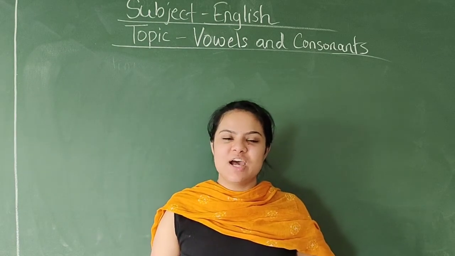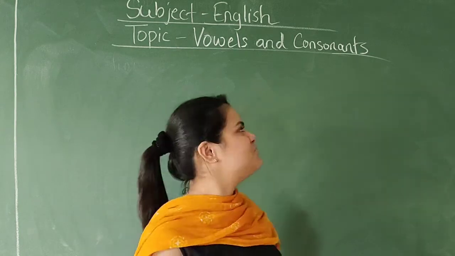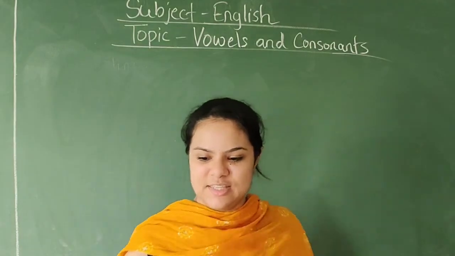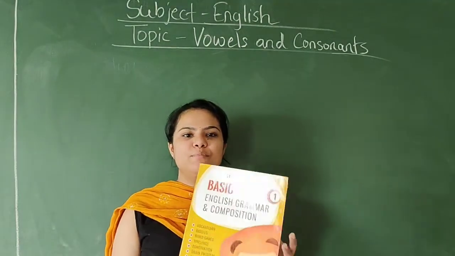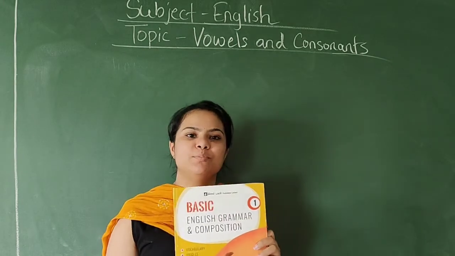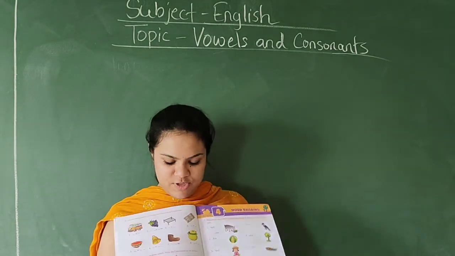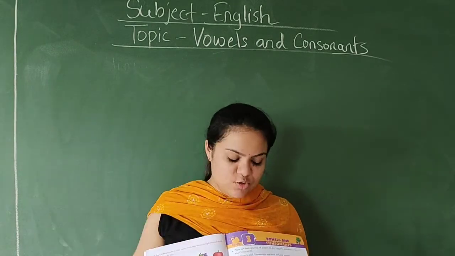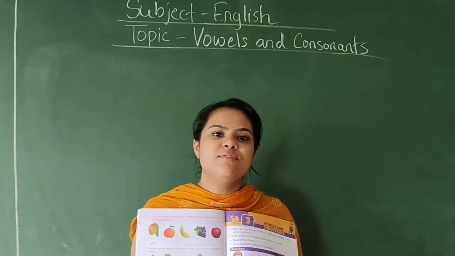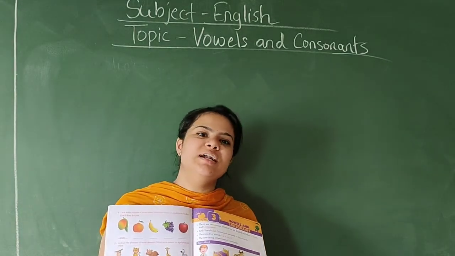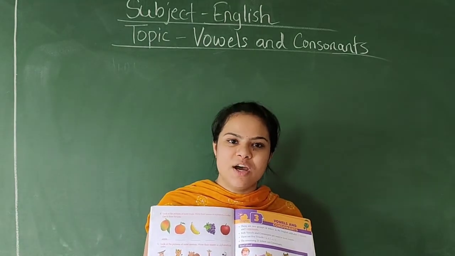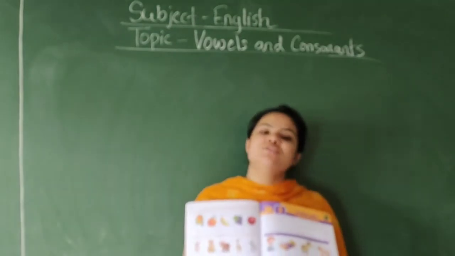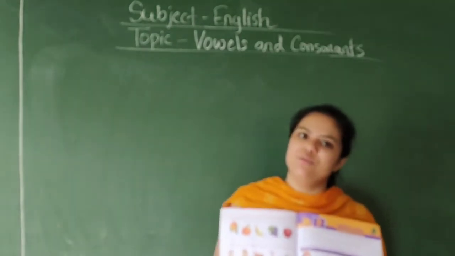So dear students, now we are going to learn our English grammar subject, and here we have a topic that is called vowels and consonants. You all have the book Basic English Grammar and Composition. Take out your book. Here we have chapter number 3, vowels and consonants. We have already understood what vowels and consonants are. There are 21 consonant letters and 5 vowel letters. So there are 26 letters in the alphabet in total.